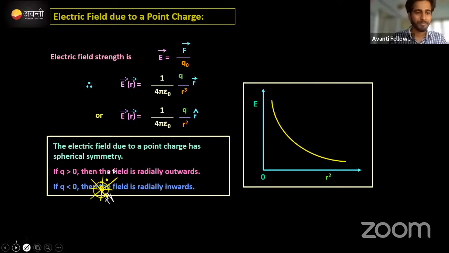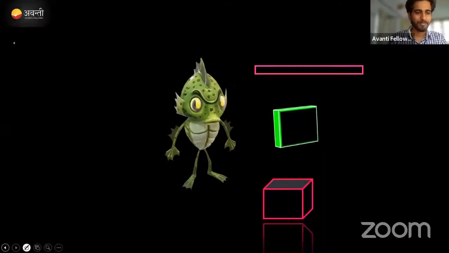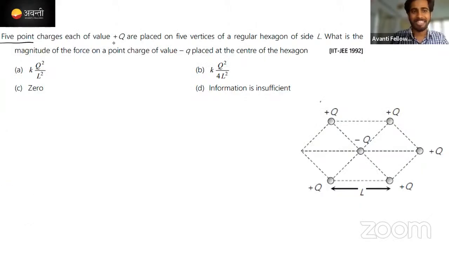Let me know the correct answer for this question. I will tell you what the question is first. There are 5 point charges, each of value plus Q, placed on 5 vertices of a regular hexagon of side L. This is a regular hexagon. Charges are at 2, 3, 4, 5. Each side is L. What is the magnitude of the force on the charge minus Q, which is placed at the center of the hexagon?